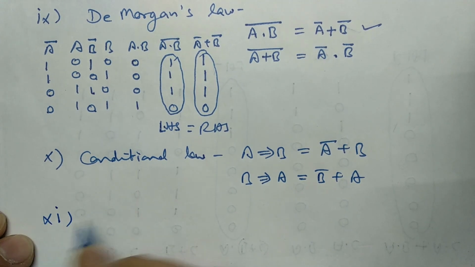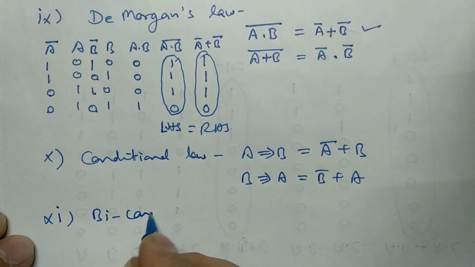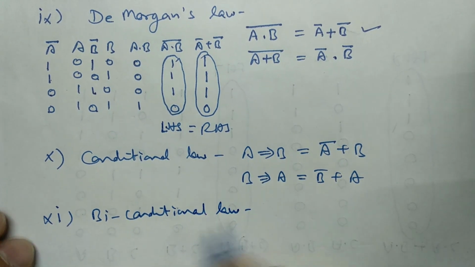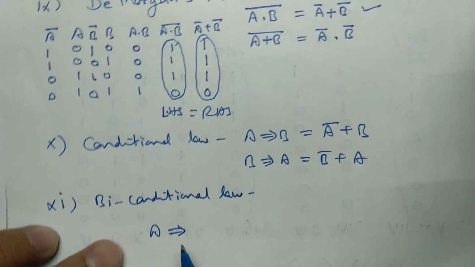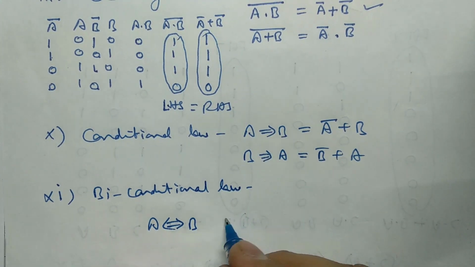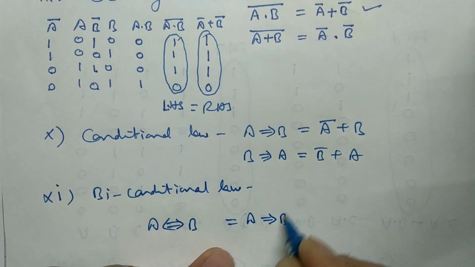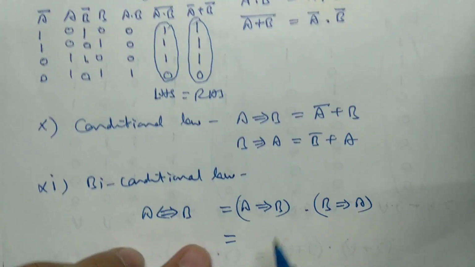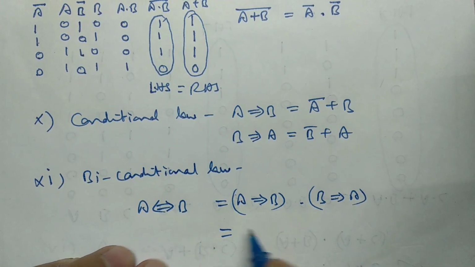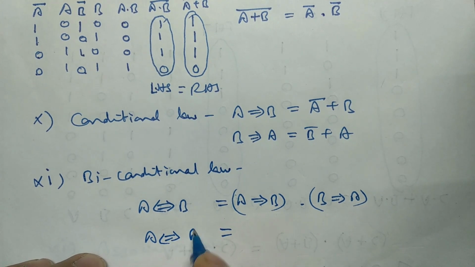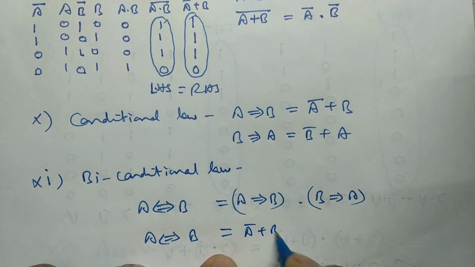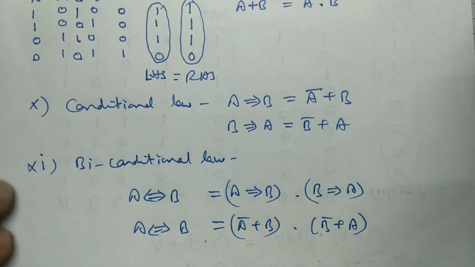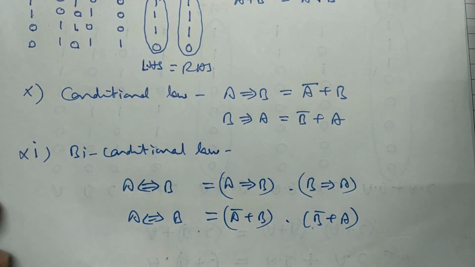Rule number 11 is the Bi-Conditional law. Bi-Conditional law is A equivalence B is equal to (A implies B) and (B implies A). I can further express the same equation as A equivalence B is (A not or B) and (B not or A). So these are the rules.